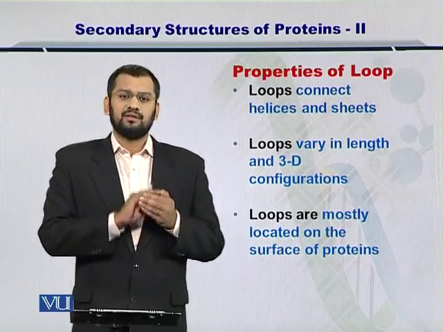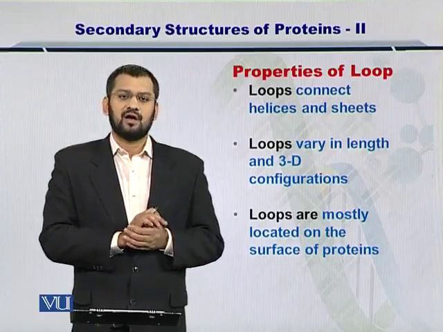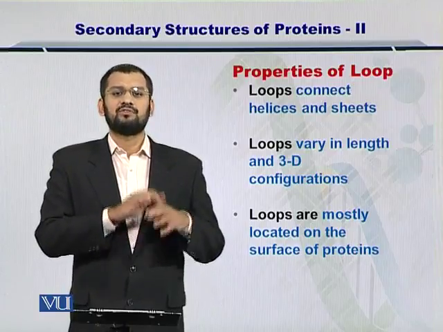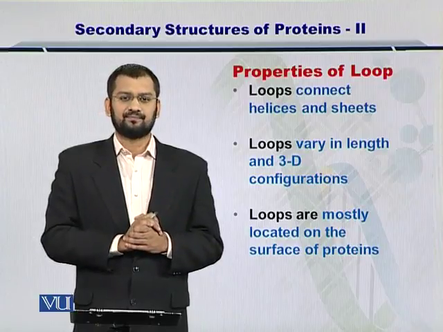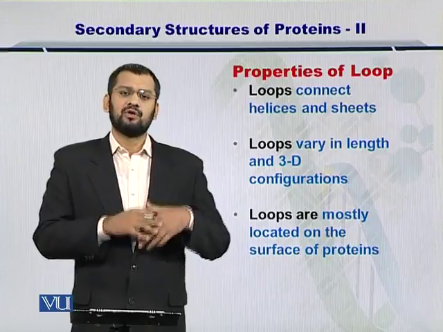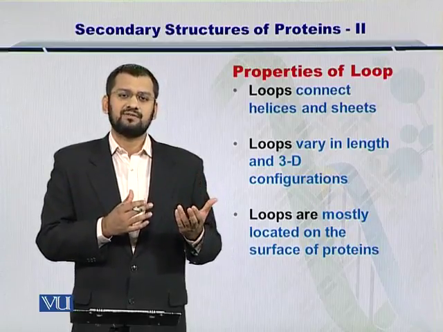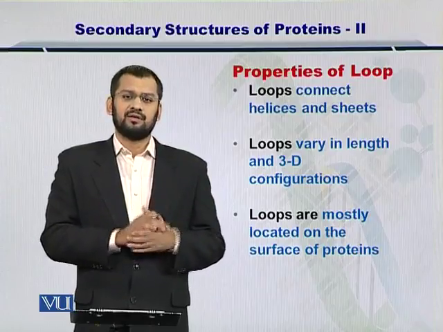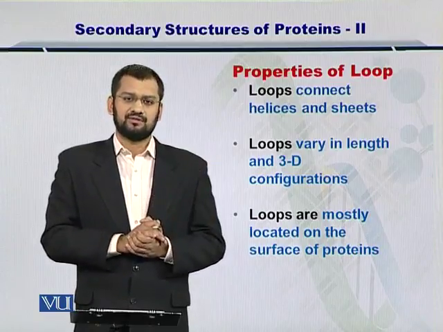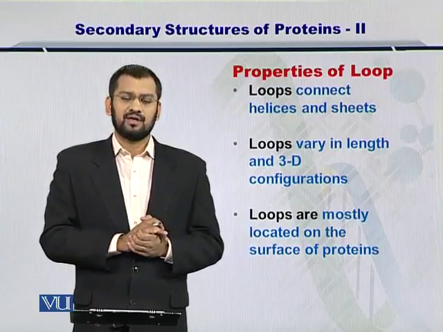Importantly, these loops that bring together alpha helices and beta sheets are mostly located on the surface of the protein. The surface of the protein is exposed to the outer world and therefore can have interactions with the external world or other proteins. So therefore, loops gain a lot of importance in that aspect.